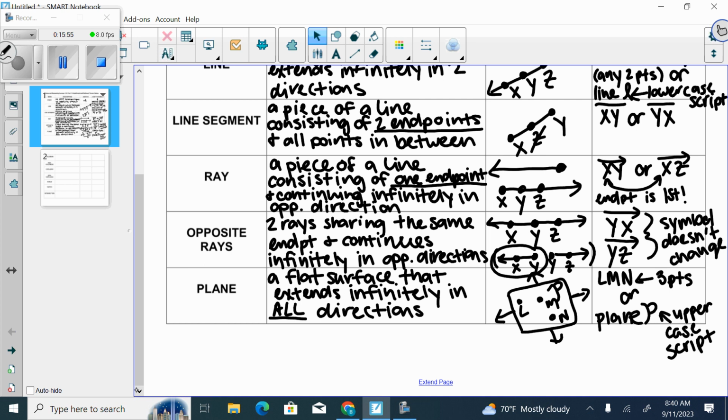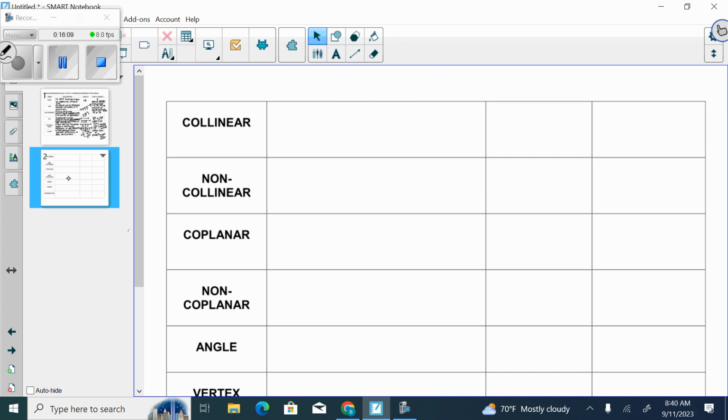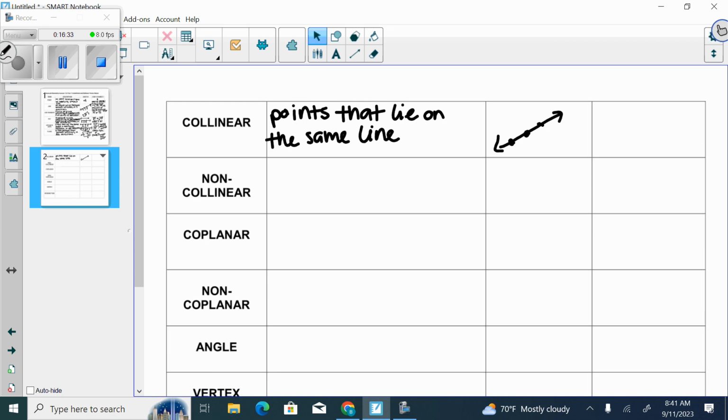All right. Okay, if you'll flip it over onto the back, we have a couple more terms to talk about here. Next we have what we call collinear. Collinear just means you have points that lie on the same line. So if we had that same line that we drew as our example on the front, that had those 3 points, X, Y, and Z, those 3 points are on the same line, so we would be able to say that points X, Y, and Z are collinear.